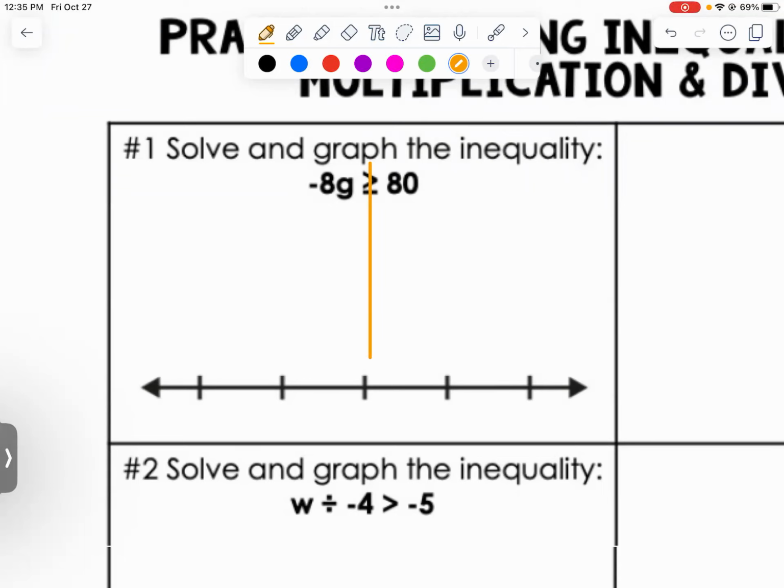All right, Hudson, for number one, what did you do to solve? I subtracted 8 on both sides, then divided by negative 8 on both sides. Okay, so we need to undo the multiplication by dividing by negative 8 on both sides. So we get g and we get negative 10. Do we need to switch the inequality sign? Yes, we do.